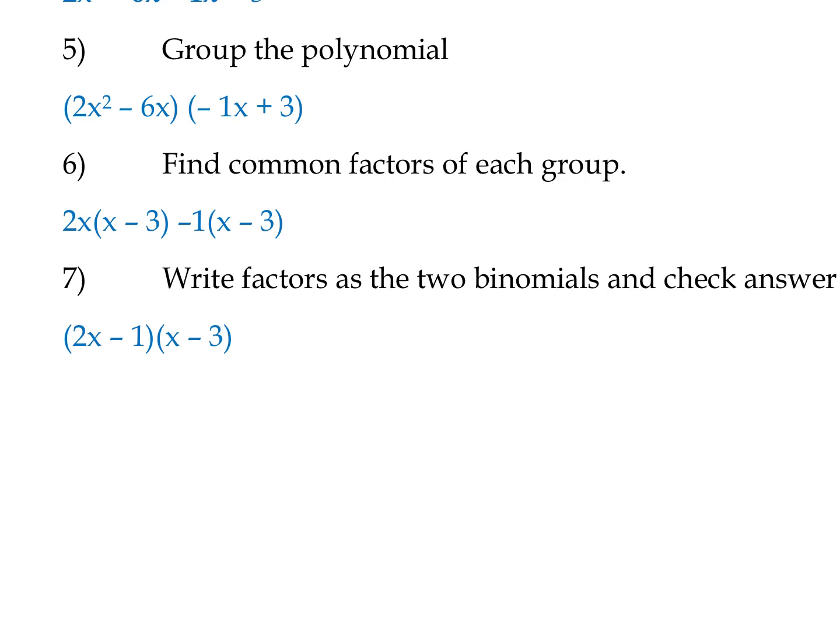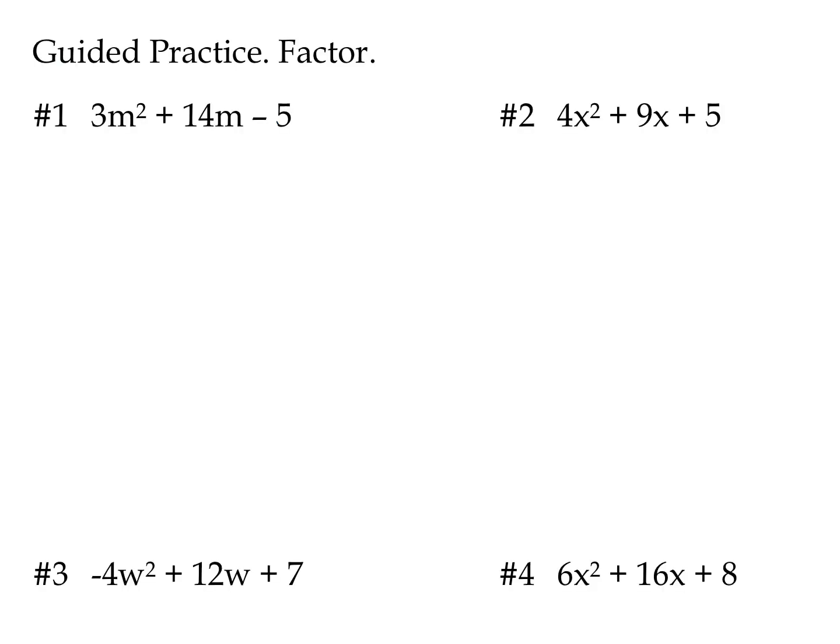Let's see some more examples now as well. In number 1 here, the first thing we're going to do is look for a common factor. There's no common factor of those 3 terms, so we're going to multiply the 3 and the negative 5.